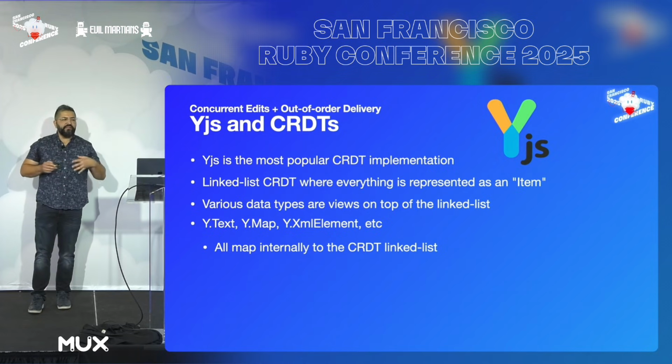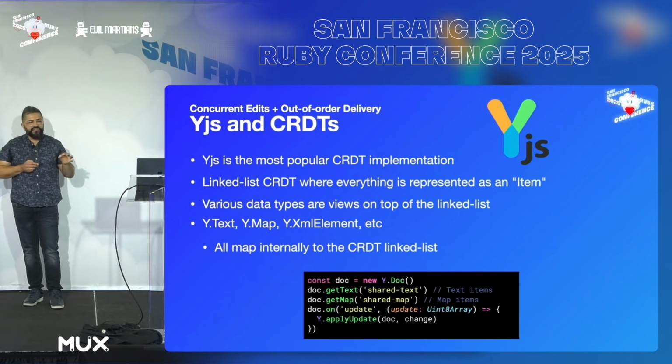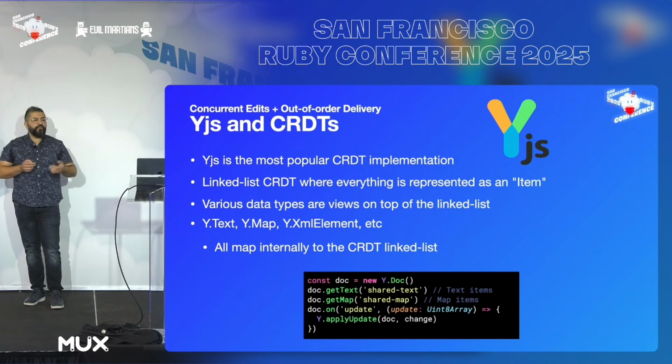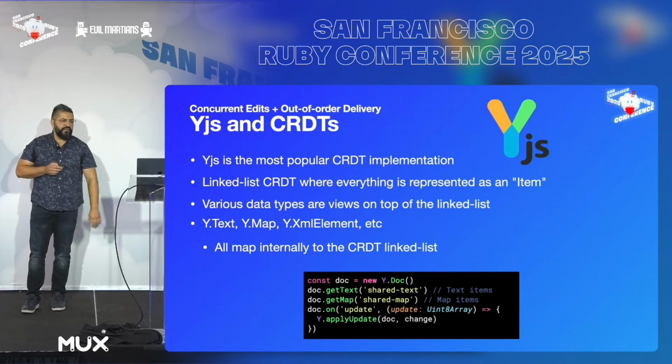I don't have to manage a linked list. I just say map.put. And here's a slightly simple example. You create a document. You get different data types, which actually creates them as you're getting them. And then the thing you most commonly see is when you get updates from some kind of source, you apply those updates to your document. And that comes through as a Uint8Array.